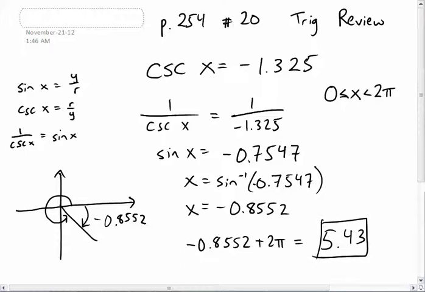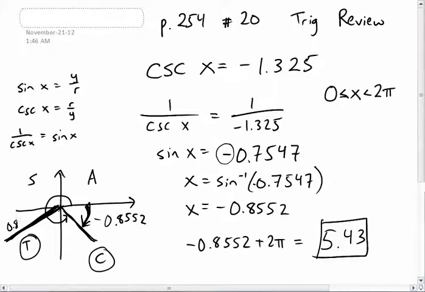Okay, and because sine is negative, then from All Students Take Calculus, I know that sine will be negative in quadrant 3 and quadrant 4. So there'll be another angle in quadrant 3 that has the same reference angle that also gives the same trig ratio. So here the reference angle is 0.8552. So there'll be another angle that's 0.8552 more than pi.